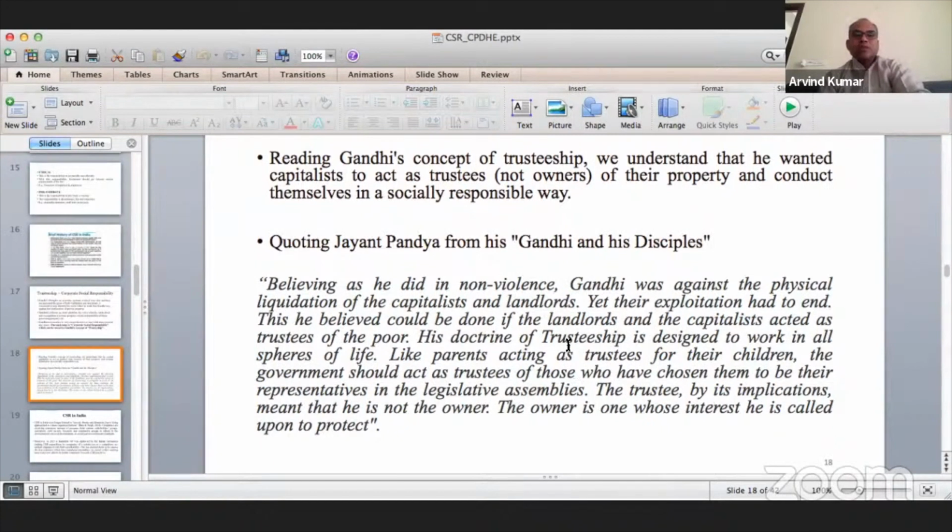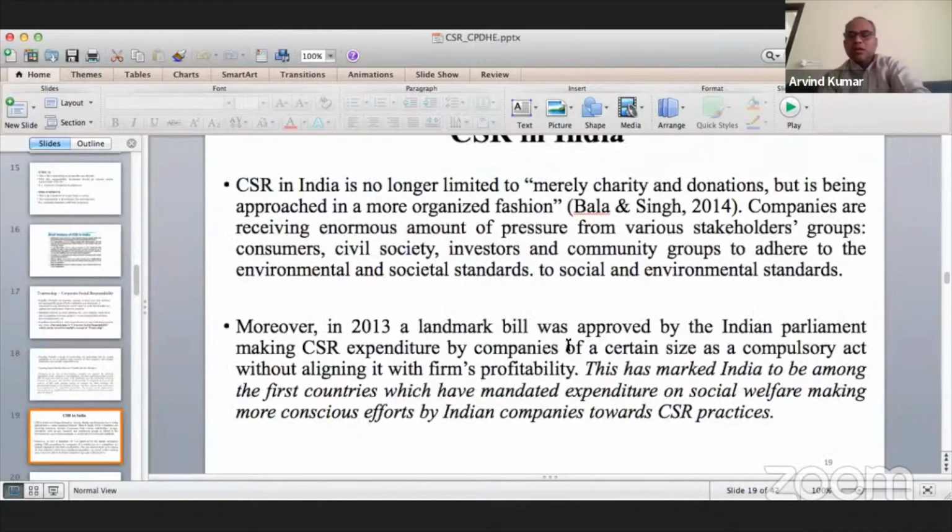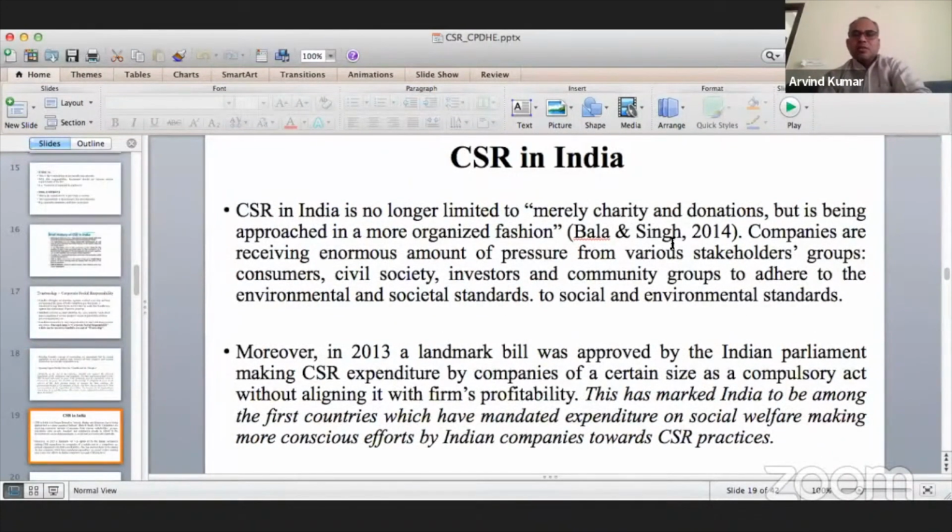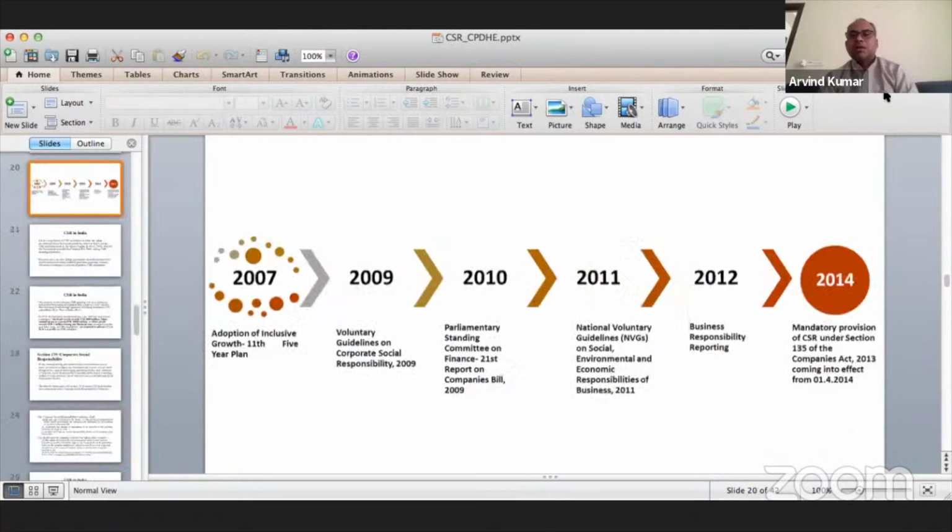I want to move on to a few research studies done by Bala and Singh in 2014. I will leave my slides with the organizers so that they can be shared with participants. Very quickly, let me talk about how CSR really evolved over the period of time in India.